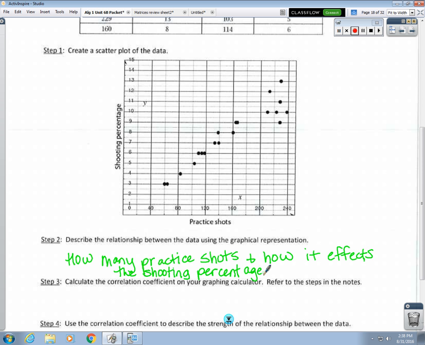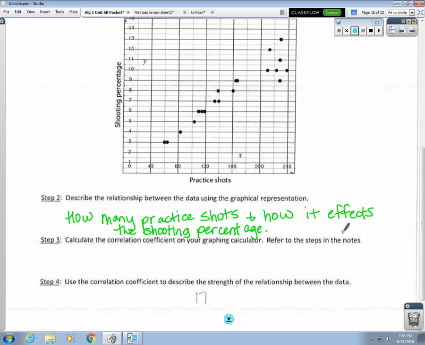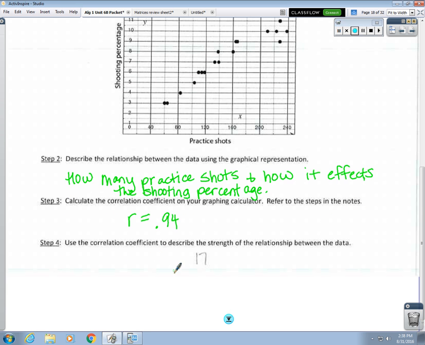Before you even calculated the correlation coefficient in your calculator, just by looking at the data, you know your correlation is strong, so you know it's a positive value, and you know it's close to positive 1. But what did you get? 0.94. All they're asking you to do is write down in words what kind of correlation it has. Strong positive.